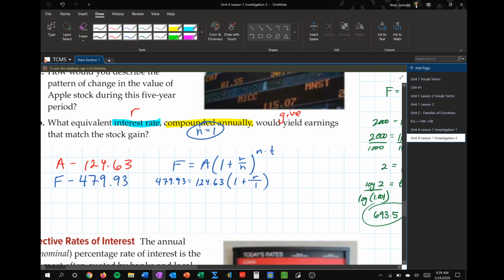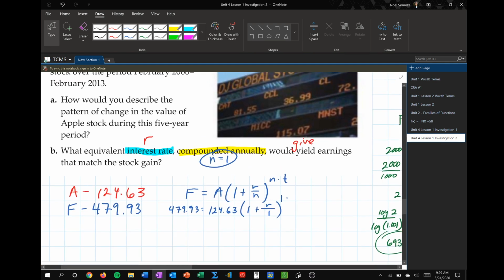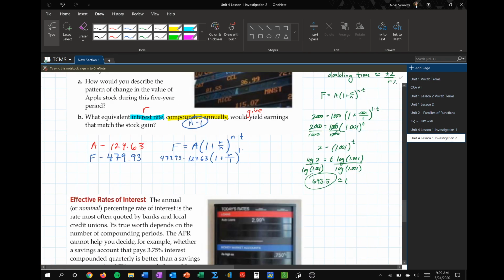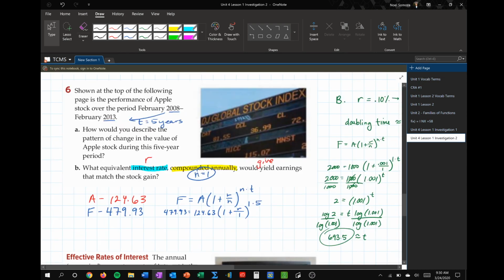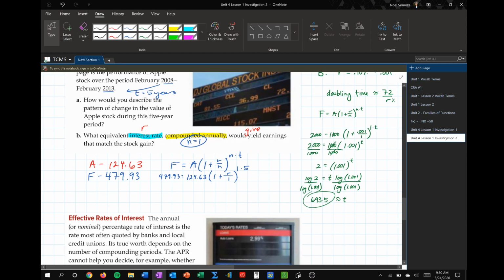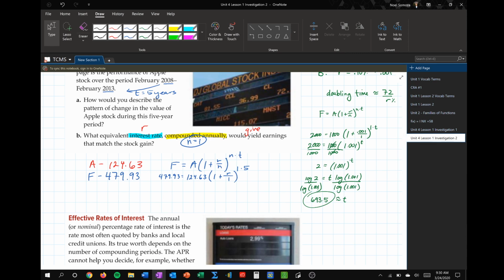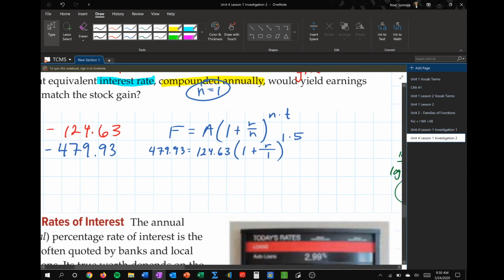And then here on the power, you know that N is 1, and then the time, this is something that you have to get from the graph, right? They don't really give you the time explicitly. They don't say 5 years, but it's February 2008 to 2013, right? So from here to there, it's 5 years. So that represents your time. So time is going to be 5. So you see how a lot of it is not really given to you very explicitly. You have to pull it from parts of the problem, and you have to try to read what they're asking you. Okay, so let's go ahead now and try to clean this up a little bit.